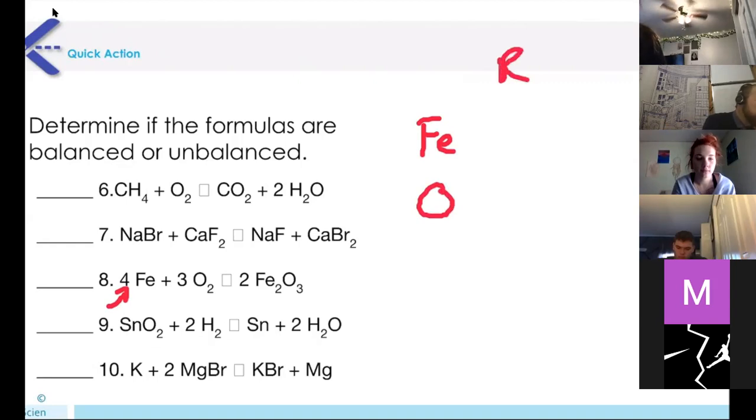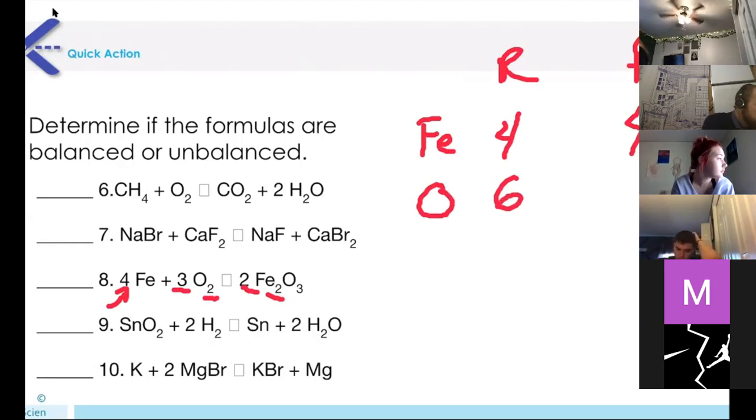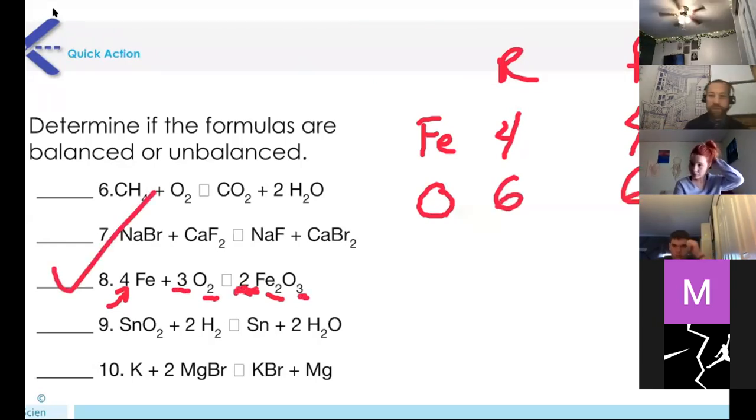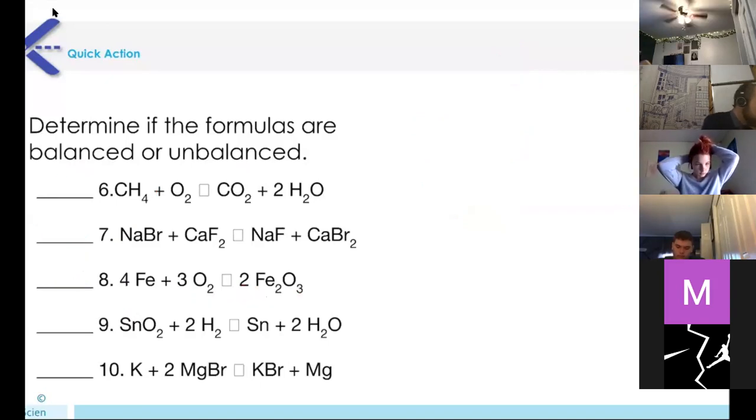And that's it. Reactant and product side, we have 4 iron on our reactant side. We have 2 times 2. That's 4 iron on our product side. We have 3 times 2. That's 6 oxygen here. That's 2 times 3. That's 6 oxygen. Oh my gosh. We have our first balanced. Right? So we're at no, no, yes. No, no, yes. Let's try this next one.